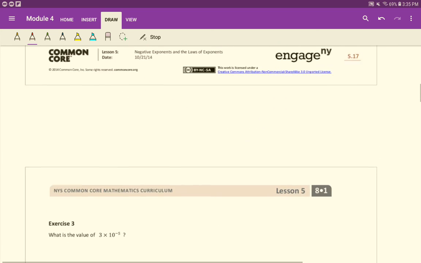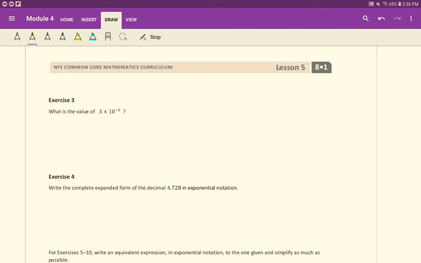Okay, let's continue on. What is the value of 3 times 10 to the negative 5? Why don't you go ahead and try this one? Very similar to exercise 2. Pause the video, give it a try. Okay, so hopefully you paused the video there. 3 times 10 to the negative 5th is the same as 3 times 1 over 10 to the positive 5. 10 to the 5th is the same as 100,000, so in other words, this is 3 over 100,000.